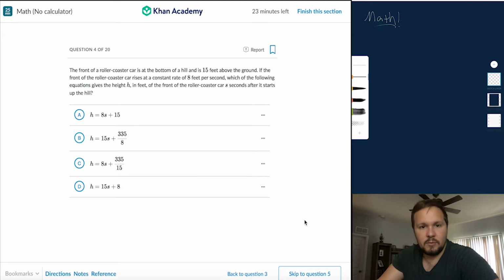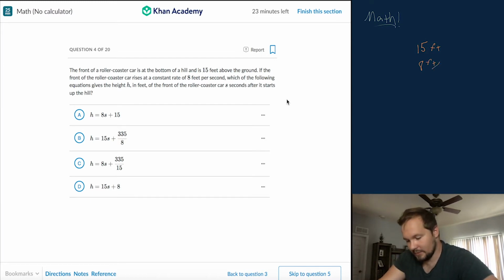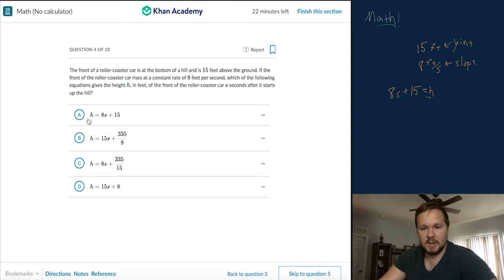And let's see, front of a roller coaster is at the bottom of a hill, 15 feet above the ground, okay? So for questions like these, you generally just want to write down the numbers and their units, and then just look at the words for some information, because they give you a lot of additional info that you don't really need. The numbers are generally the most important part. So 15 feet above the ground is our starting height, so that's probably our y-intercept. And then 8 feet per second is our rate, so that's going to be our slope. So we can already see it's 8s plus 15 equals height. Yep, and so that's A.